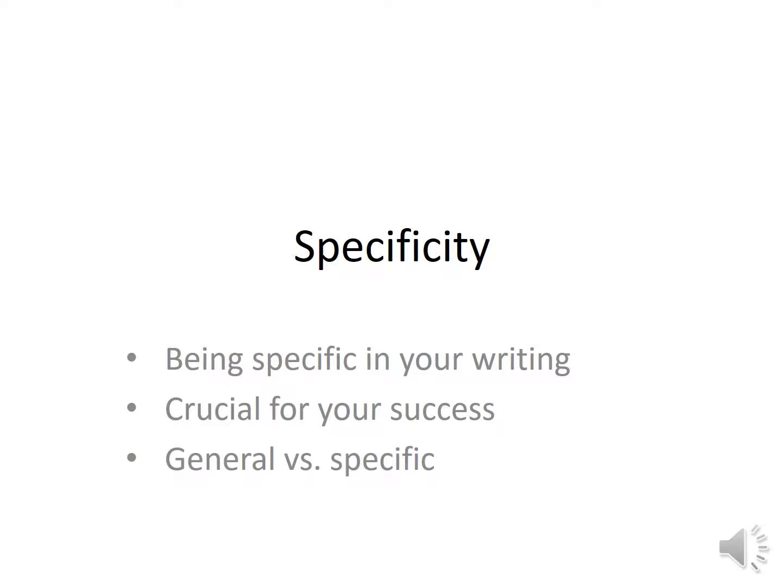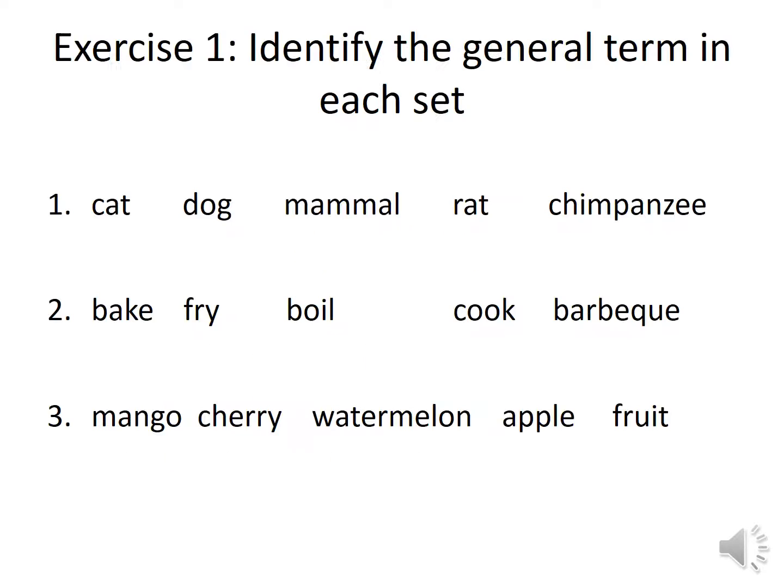To get started with this, it's first of all essential that you distinguish between general ideas, or ideas that are broad or wide-ranging, from specific ideas or particular instances. Take a look at these terms, for instance. Identify which ones are general and which ones specific. Feel free to pause the video here or at any time in order to answer the questions.